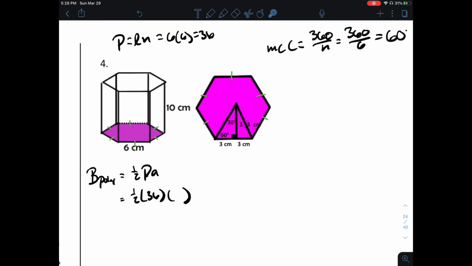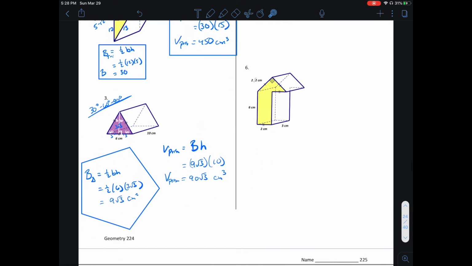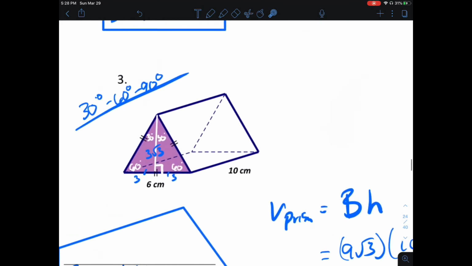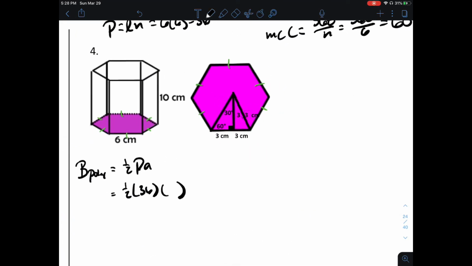Oh, here's why I didn't do the work for that, because we just did that exact thing. Didn't we just do that exact thing? We did. A special right triangle right here. Same special right triangle. So the apothem is 3 square roots of 3.